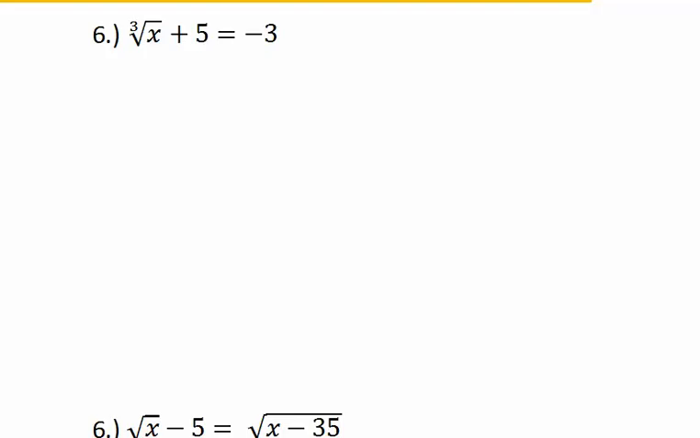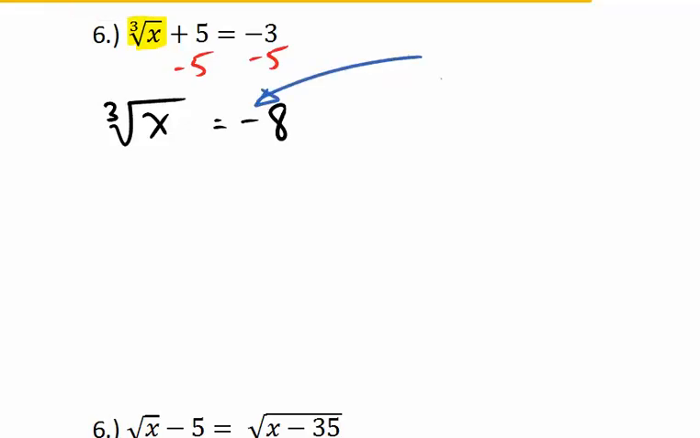All right, our last example for the video is number 6. What you'll notice hopefully about number 6 is it has a different index. You'll notice that the index is 3. You're still going to approach it the same way. What we want to do is isolate the radical. So we're going to subtract 5, and you get the cube root of x equals -8. Now, one thing to point out, some of you might remember in the last video, when we isolate and there's a negative number, we said no solution. But this is a little different because we have an index of 3.